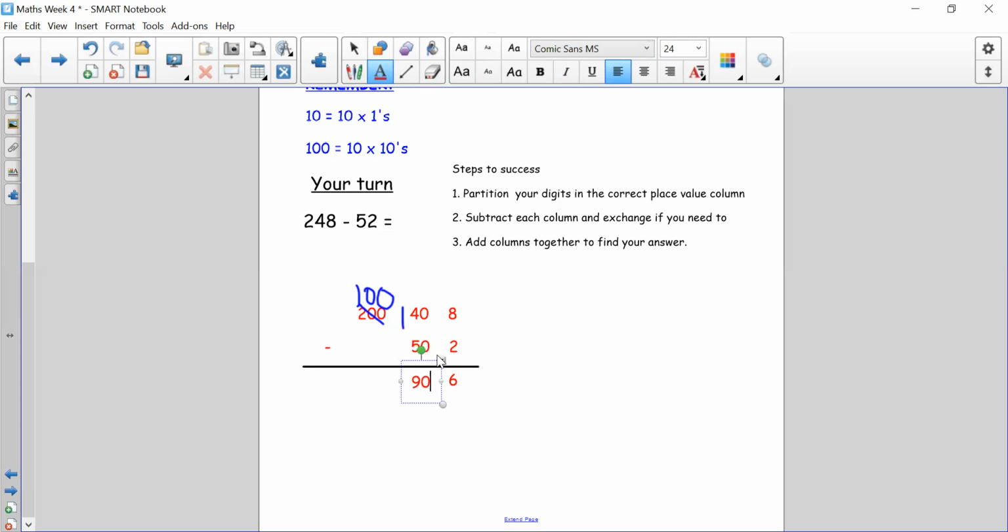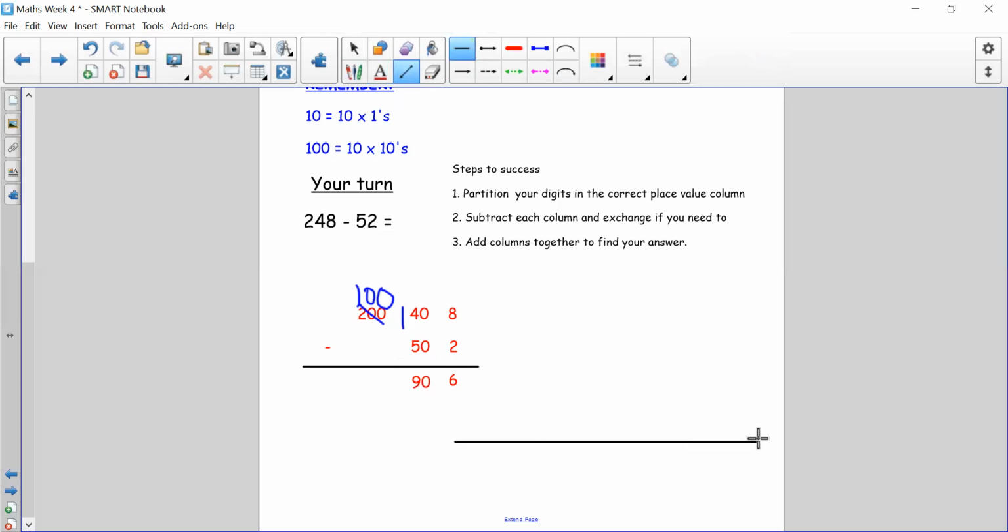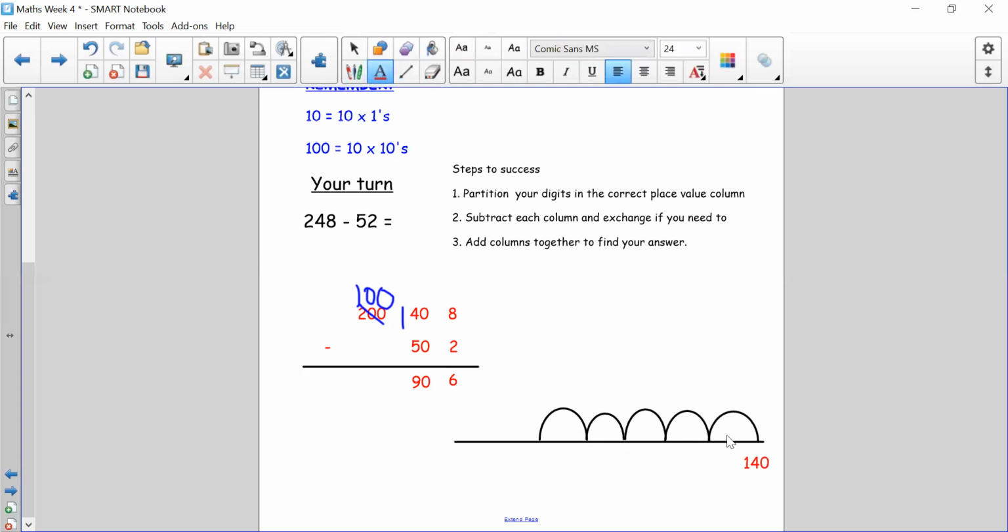Okay. If you weren't sure, you could use a number line to help you. I'll show you how you do this. You've got 140 on this side, and you're going to do jumps of 10. Let's get our jumps ready. So we're going to do jumps of 10. We need to do 5 jumps of 10 backwards. So 1, 2, 3, 4, 5. Okay, and we are subtracting 10 each time.